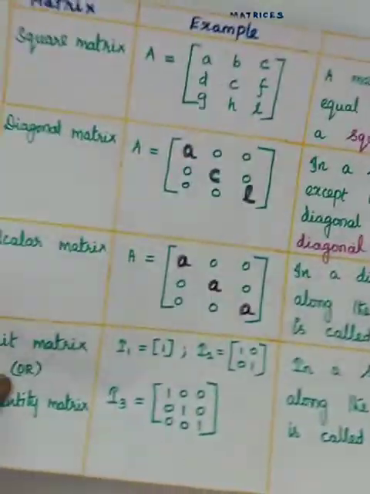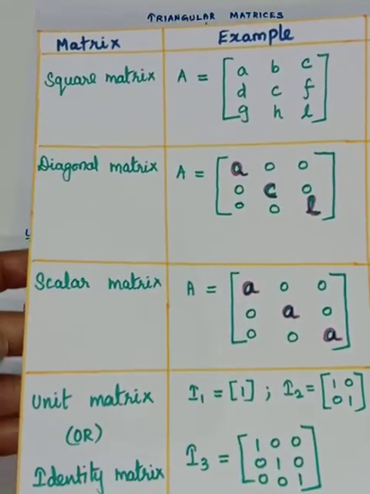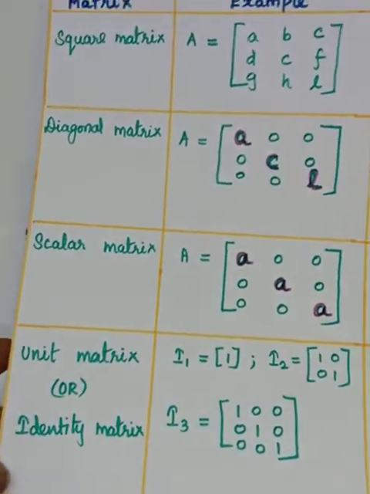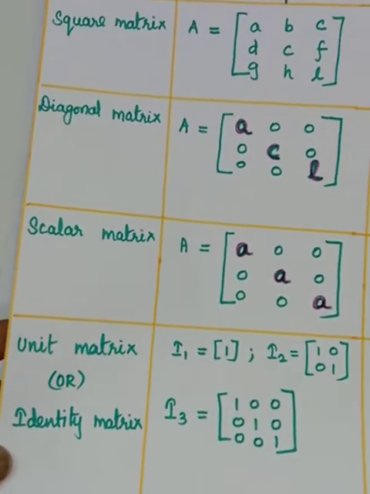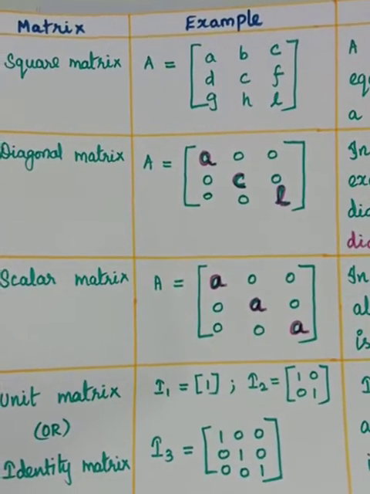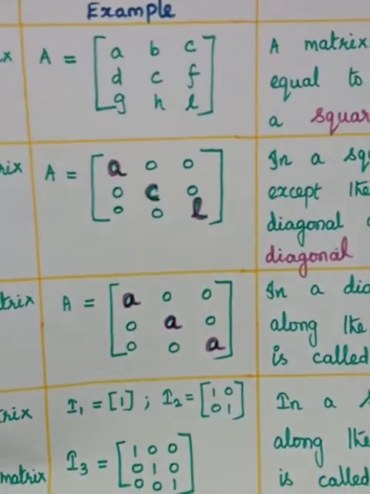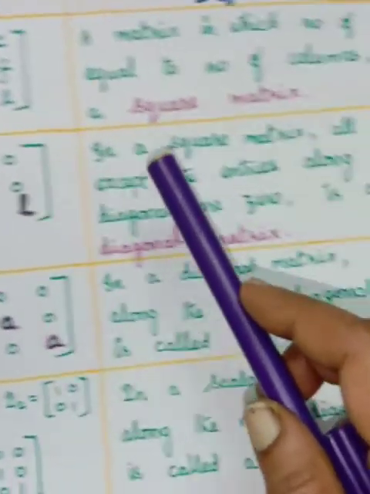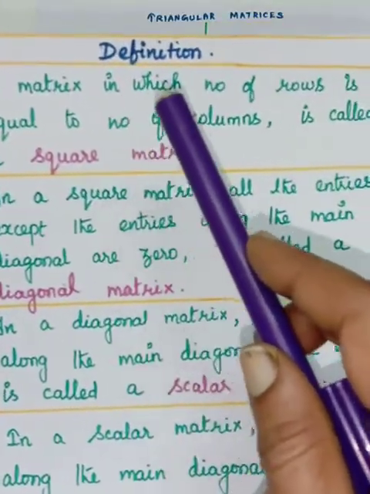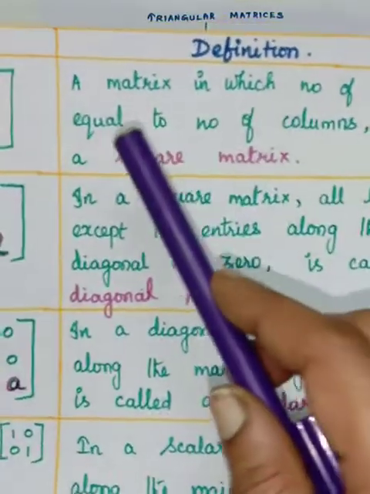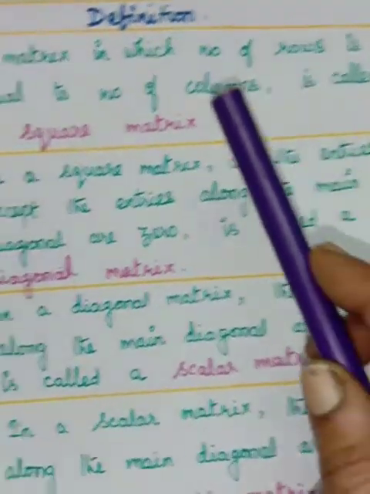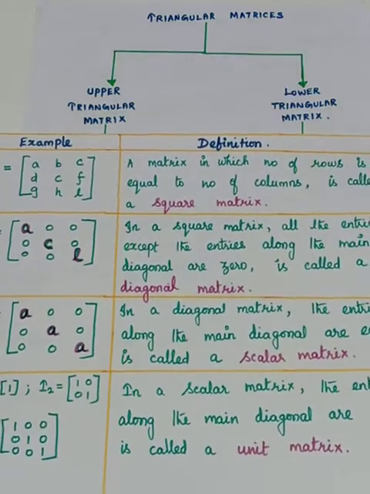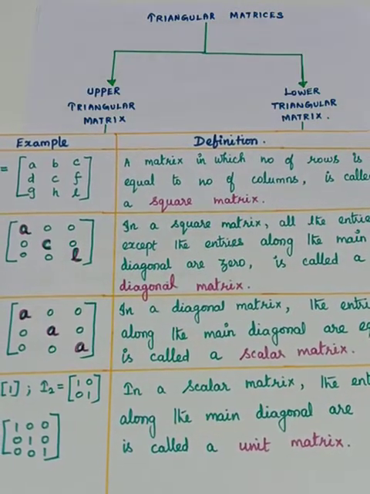So next we are moving to see the 4 types of matrix: square matrix, diagonal matrix, scalar matrix, and unit matrix or identity matrix. You see the square matrix. What is a square matrix? Here I have given the example. So matrix A is a square matrix. What is a square matrix? A matrix in which the number of rows is equal to the number of columns is called a square matrix. You see that the number of rows and number of columns are equal, that matrix is a square matrix.